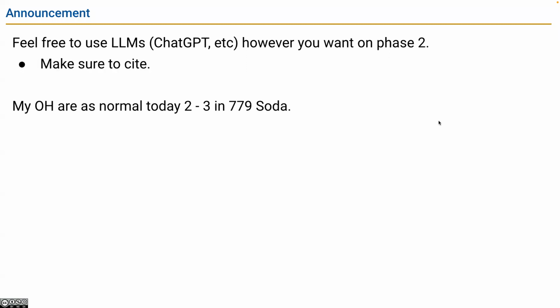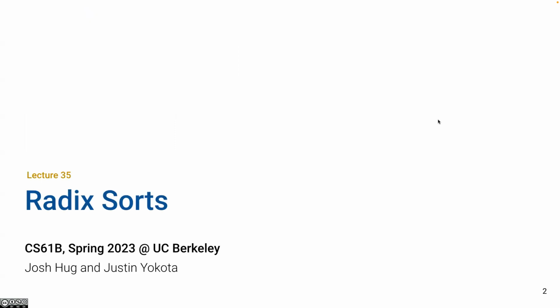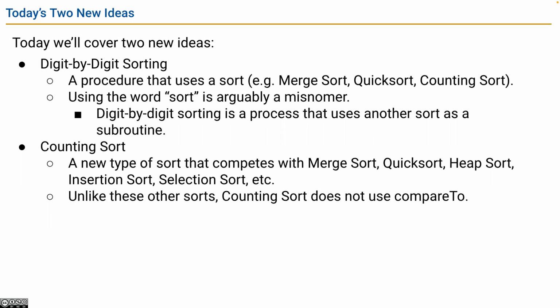Cool. Okay. So let's talk about Radix sorts today. That's going to be our new topic of the day. We're going to talk about two totally new ideas. One is digit by digit sorting, and that's going to be a procedure that uses a sort as a subroutine. So one of the routines that we'll call will be, for example, merge sort. Now the word sorts here is maybe kind of a misnomer because it's not really a sort on its own. It's like a meta sort, but that's just the name I came up with. So that's going to be one of the things we do today. And the other one's going to be counting sort.